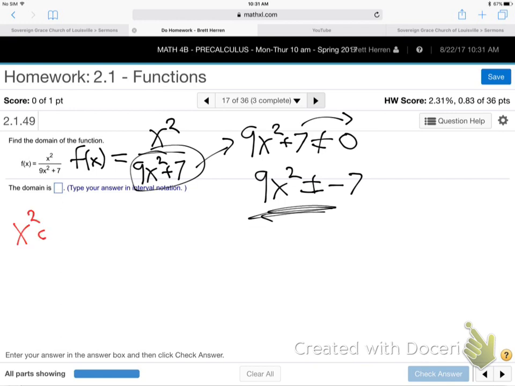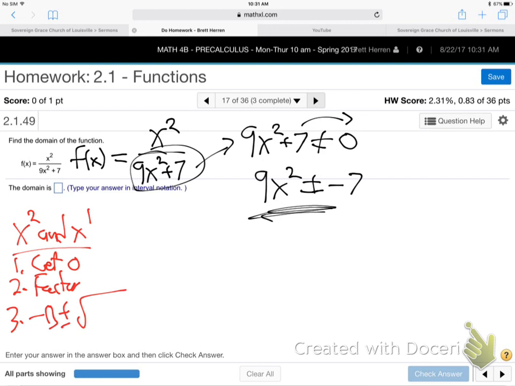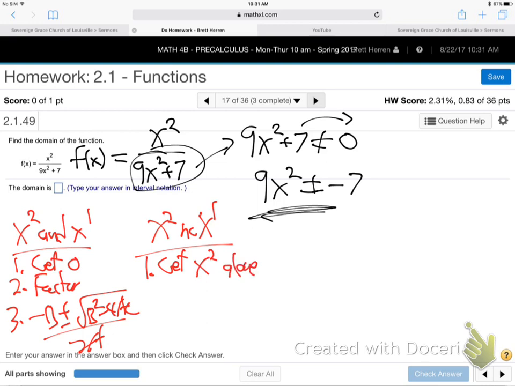If you have x squared and x to the first, yeah, that's the whole get a 0 factor or the quad, negative b plus or minus square root of b squared minus 4ac all over 2a. Yeah, that's that whole thing. But if you just have x squared and no x to the first, that's easier. Get x squared alone and put plus or minus root on it. Do you remember that? So this is an actually easier kind.